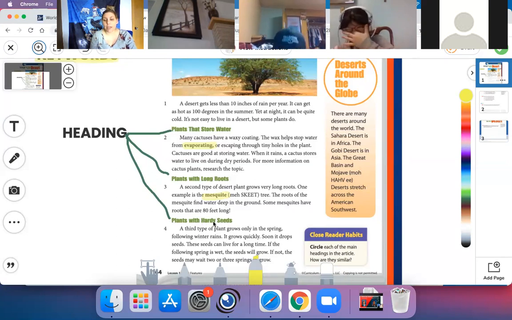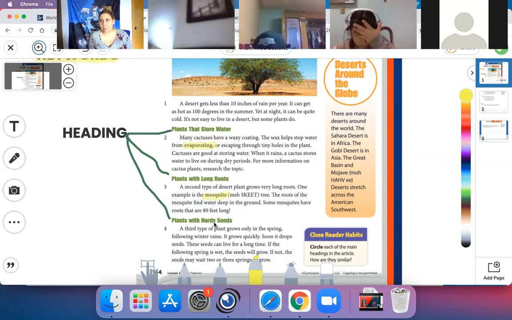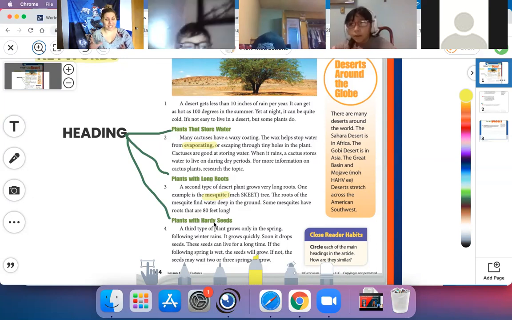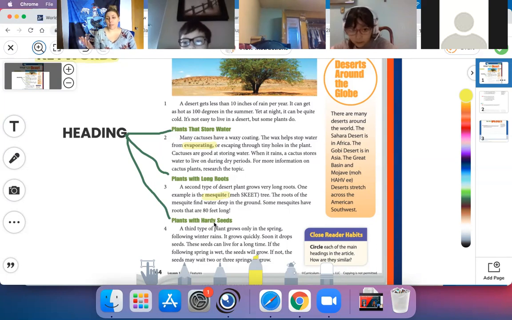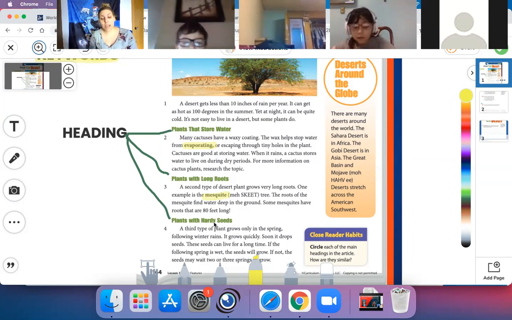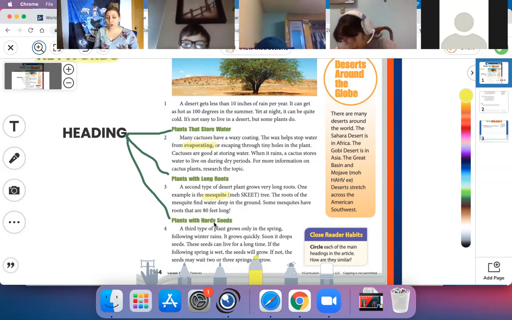This word hardy means that they can survive a lot of things. They're really tough. So some plants that you might grow, you have to be really careful with, right? You can't give it too much water or too much sun or the plants will die. Well, these seeds are very hardy. That means that they don't die easily. They're really strong. A third type of plant grows only in the spring, following the winter rains. It grows quickly.